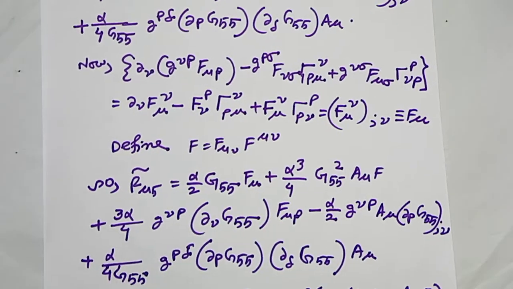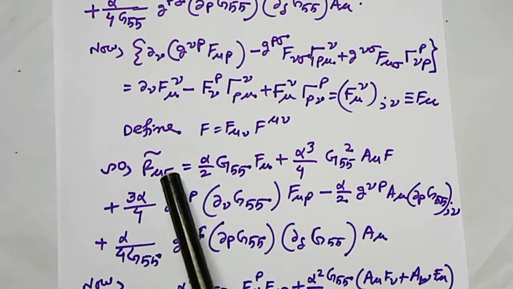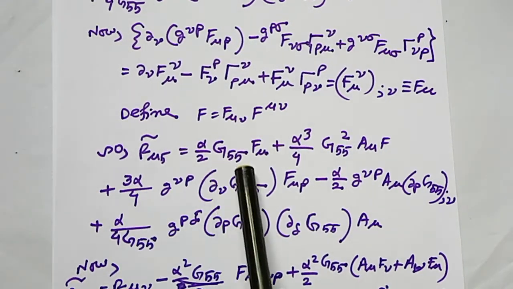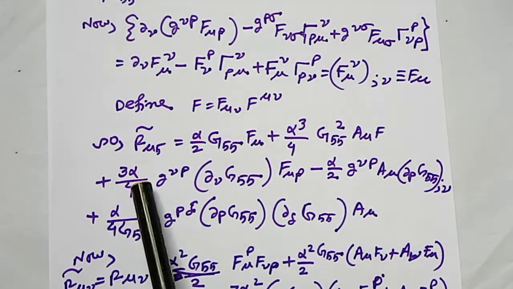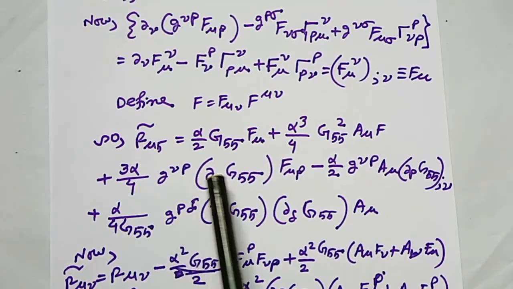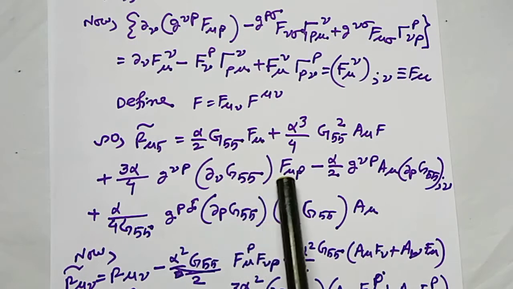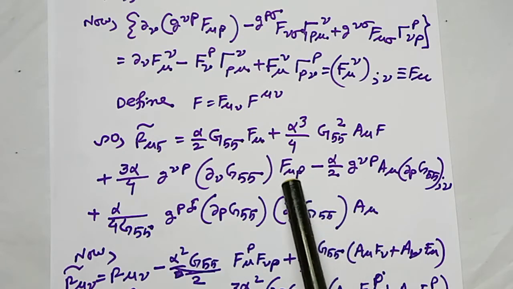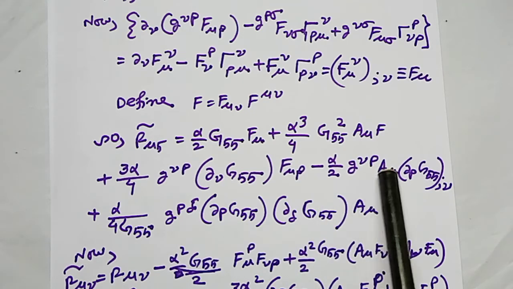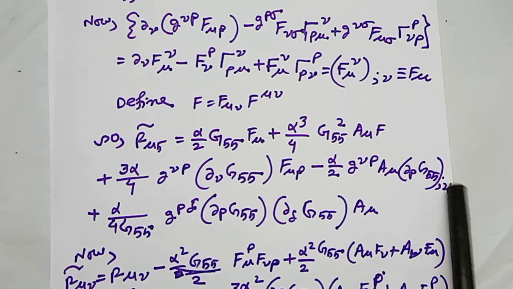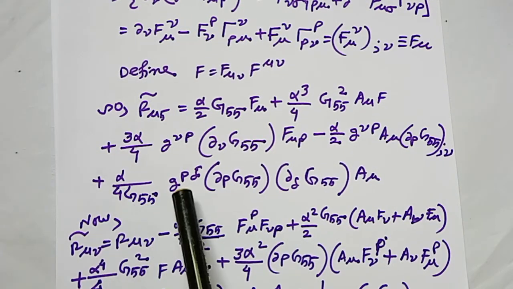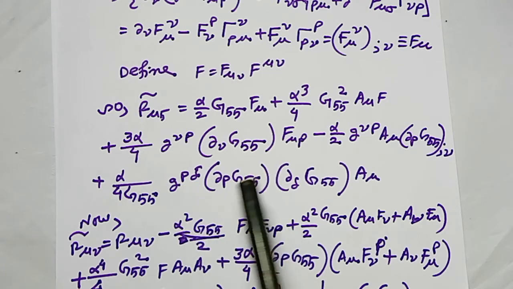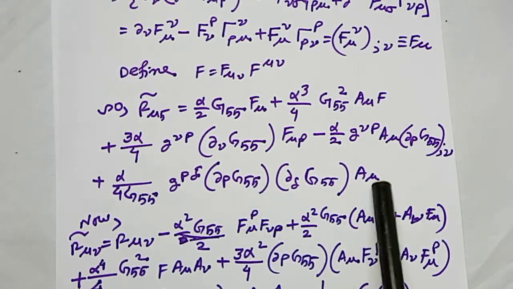Now the expression R tilde mu 5 equals alpha divided by 2 g55 A mu, alpha cubed divided by 4 g55 squared A mu F, plus 3 alpha divided by 4 g nu rho ∂_nu g55 ∂_mu F, minus alpha divided by 4 g nu sigma A mu ∂_rho g55 with covariant derivative with respect to nu, plus alpha divided by 4 g55 g rho delta ∂_rho g55 ∂_delta g55 A mu.